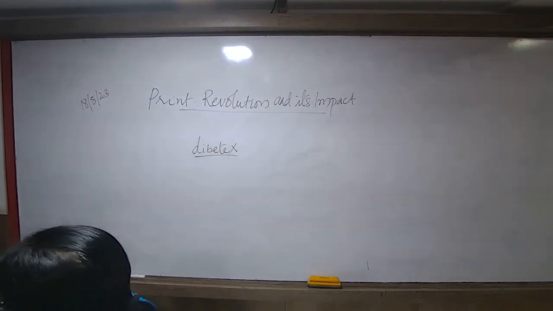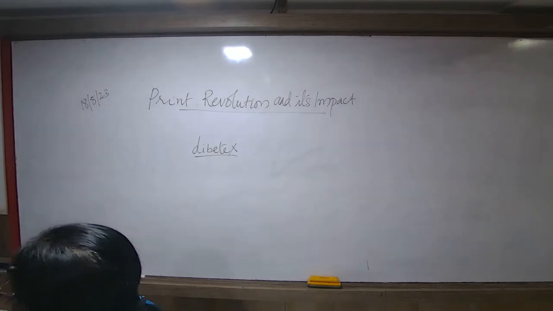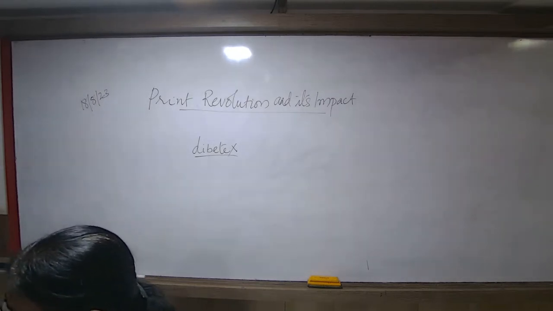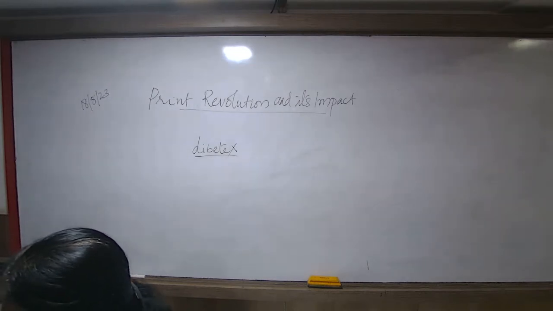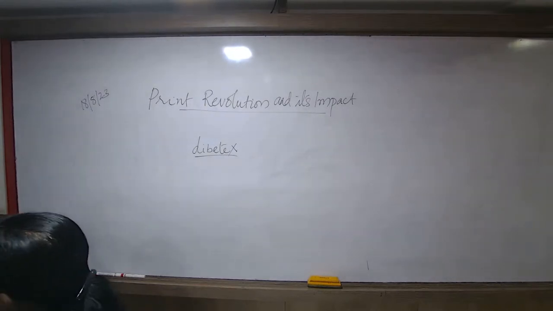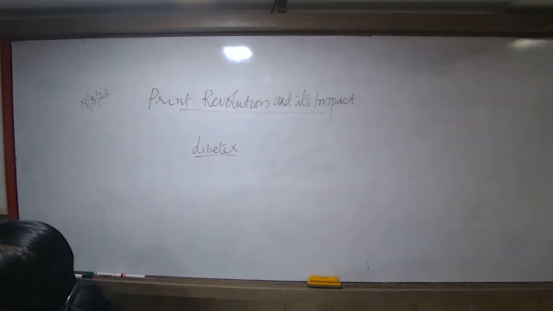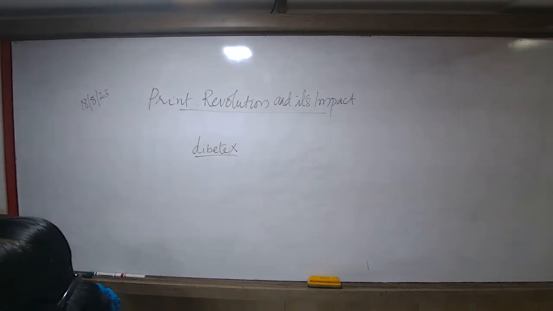Many were apprehensive about the effects of the easier access to the printed word and the wider circulation of books. If such a book goes into everyone's hand, what will happen? They were apprehensive about it. If it reaches everyone's hands, then what will happen? That is, what effect will be there on the minds of the people.